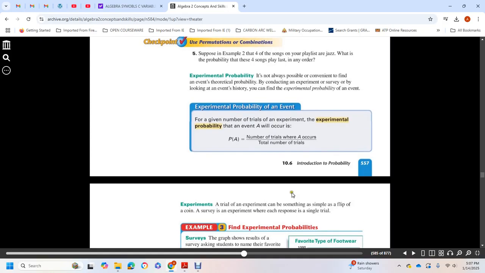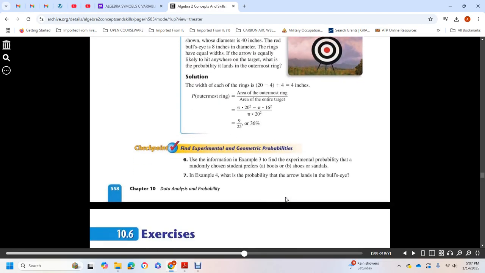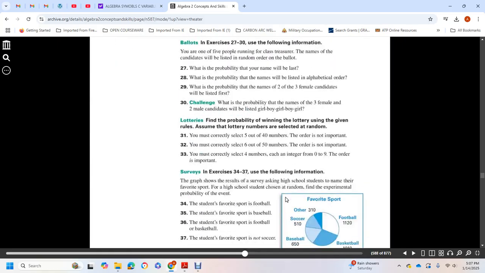An experiment and a trial can be as simple as flipping a coin. In a survey, each response is a single trial. Geometric probabilities: you can find probabilities based on the ratio of two lengths, areas, or volumes. These are called geometric probabilities. That was 10.6.